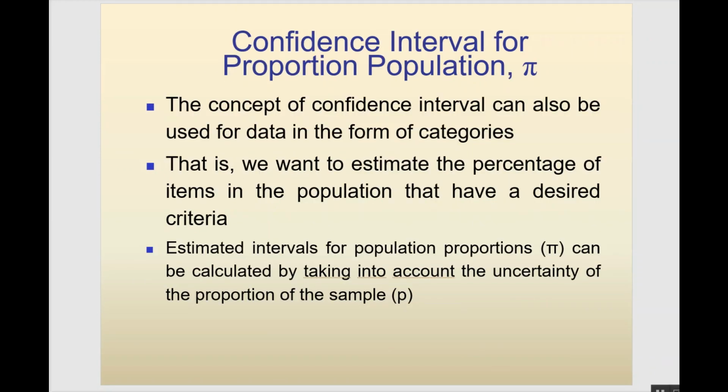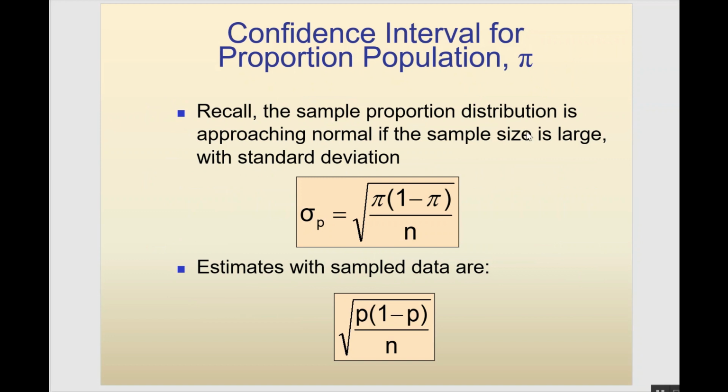Okay, now we move to the confidence interval also, but for population proportion. This is the notation pi. Estimated intervals for population proportions pi can be calculated by taking into account the uncertainty of the proportion of the sample, which is p. When we recall, the sample proportion distribution approaches normal if the sample size is large. This is the standard deviation for proportion, estimated with sample data, which means the proportion for the sample here. This is for the population, so we use pi.